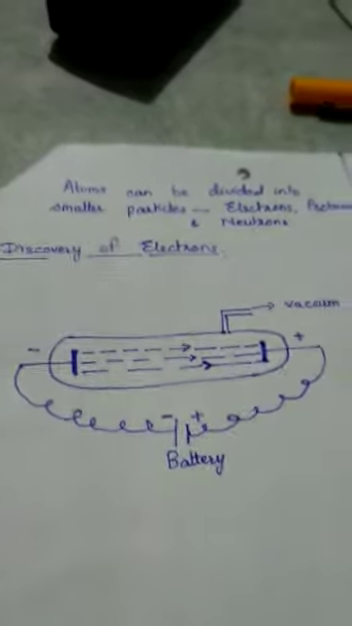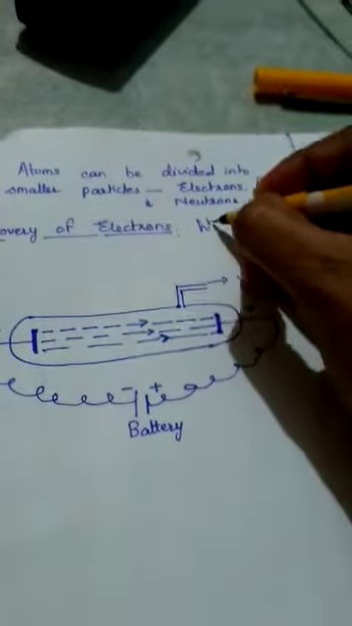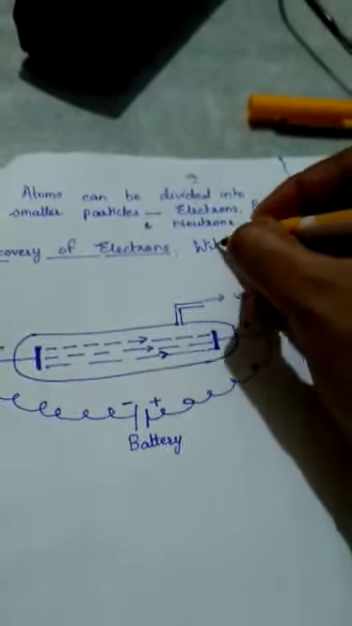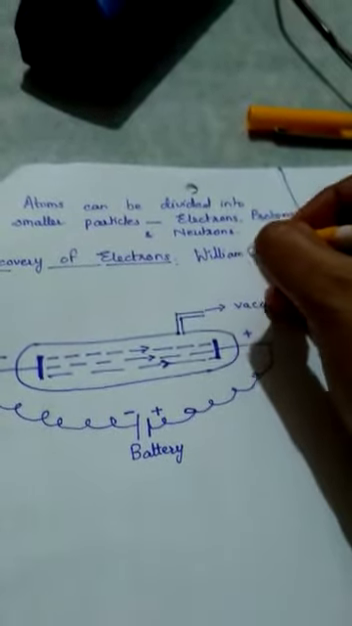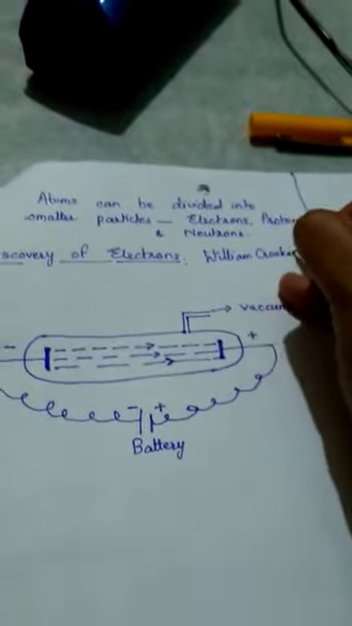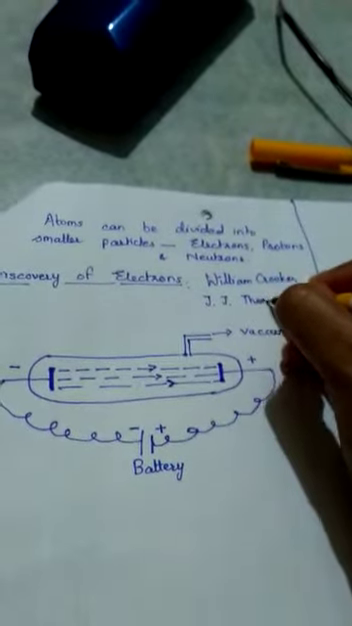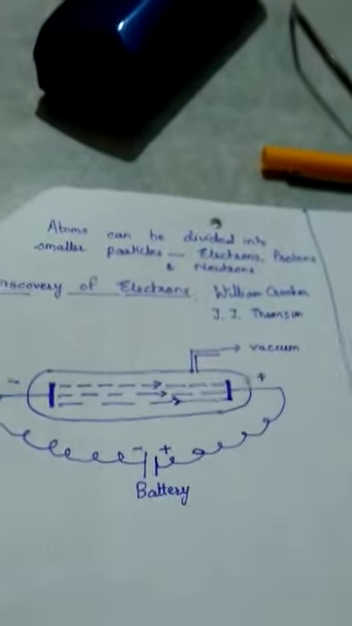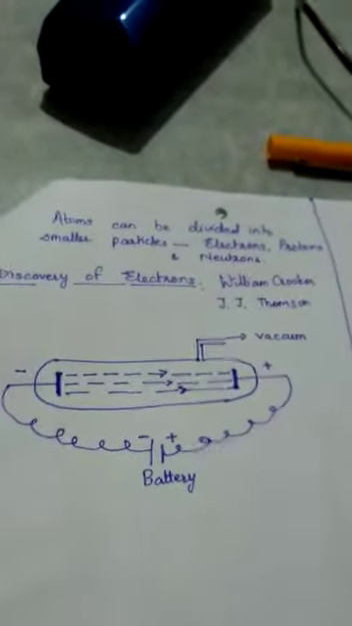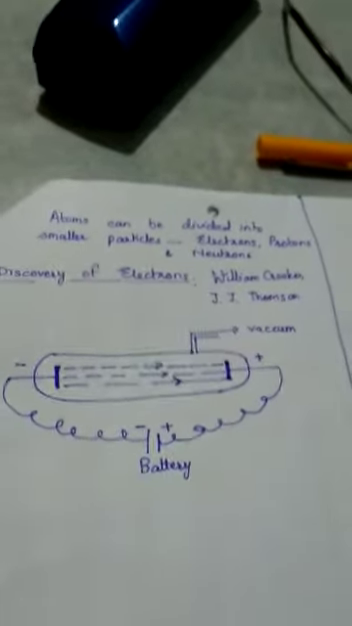Electrons were discovered by J.J. Thomson. William Crookes did the experiment. So, what did William Crookes do? He did one experiment with the help of a discharge tube.